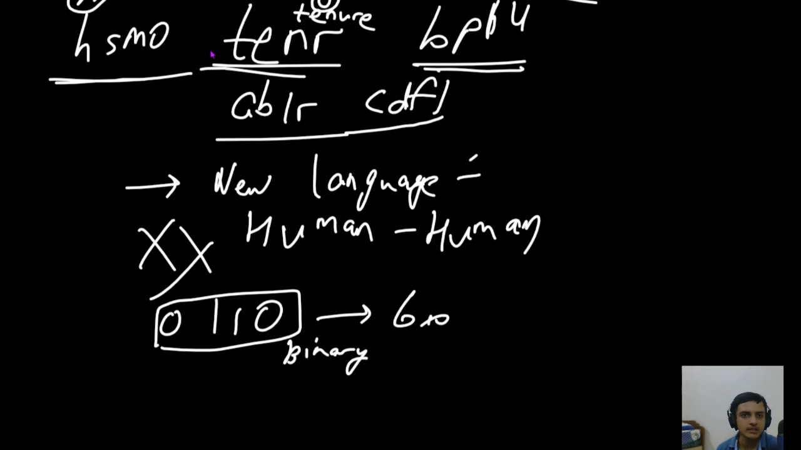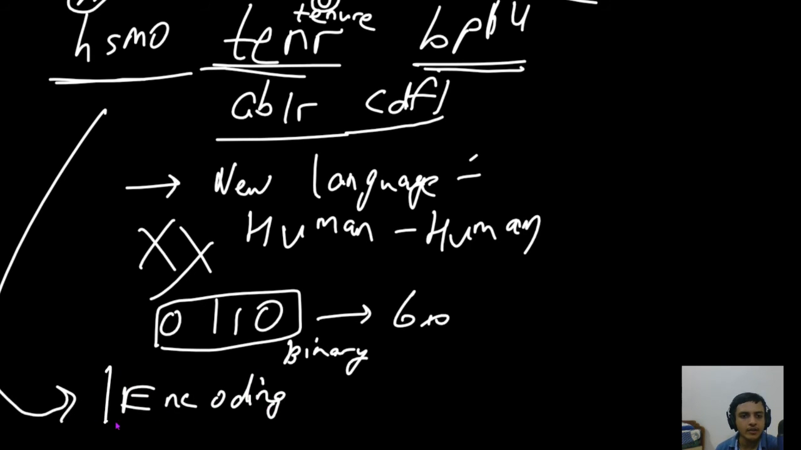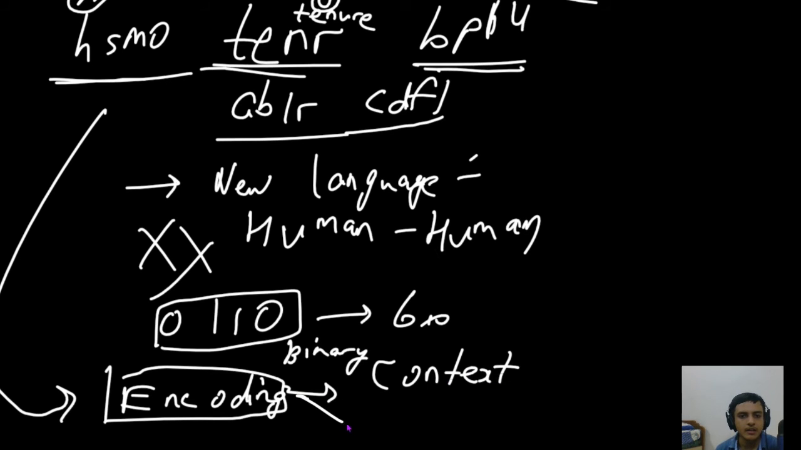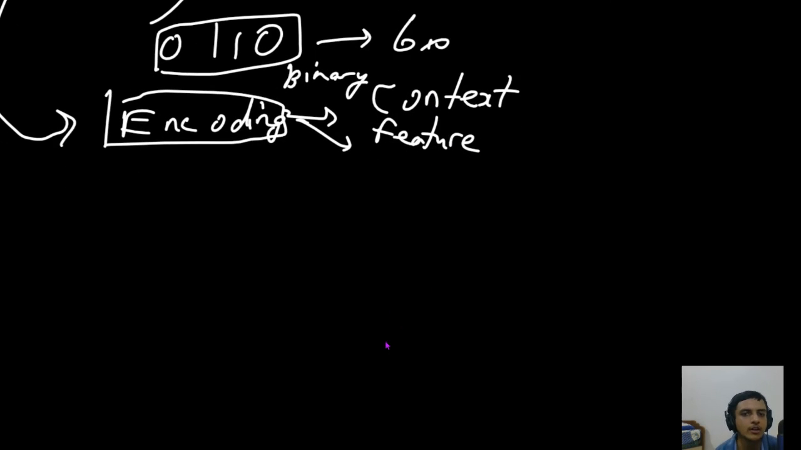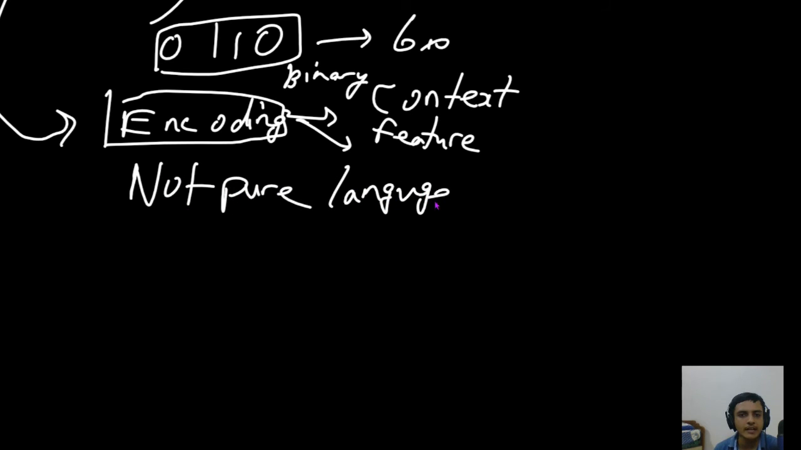Same goes with this thing. The main motive is just encoding. You just want to get some kind of context or feature out of it. That's the main aim. This is getting more technical and analytical about it. This is not about language that you're trying to do. This is not pure language. You're just getting too analytical about it, because you're just trying to find better encoding ways which will give some kind of context.